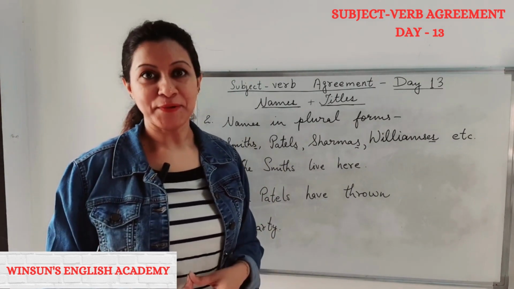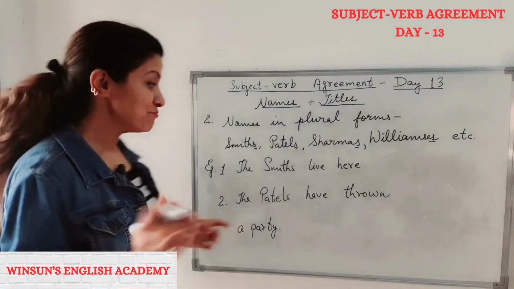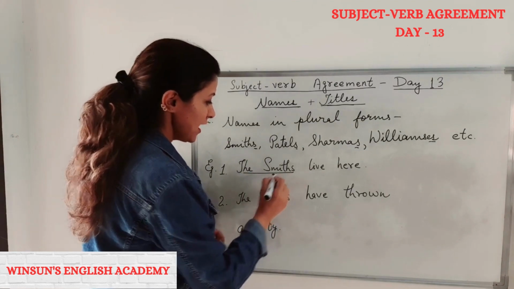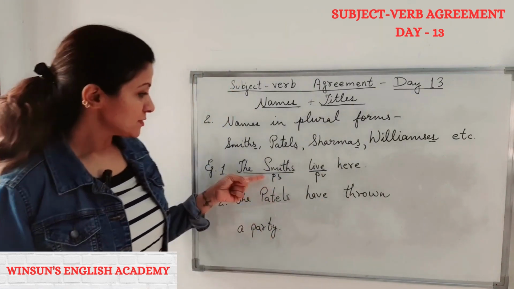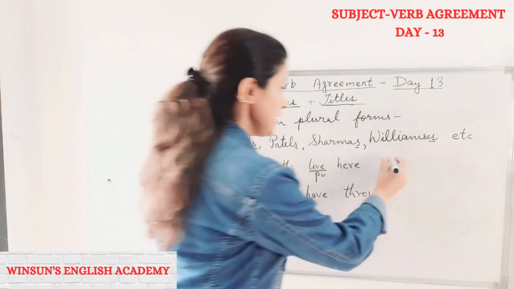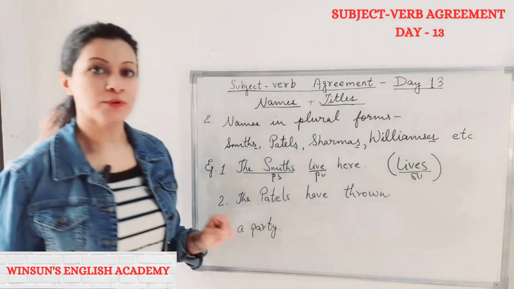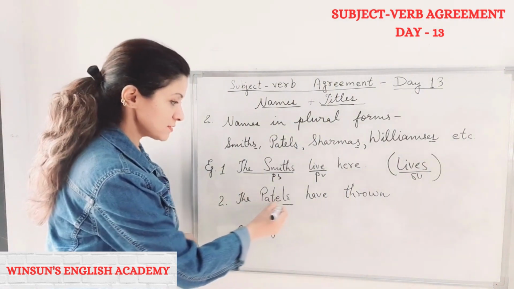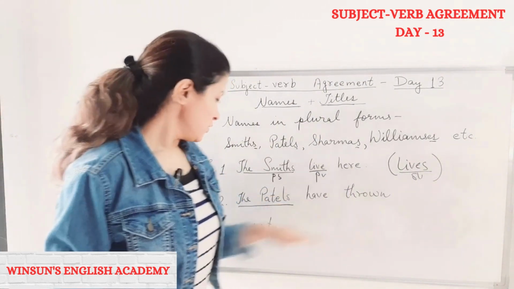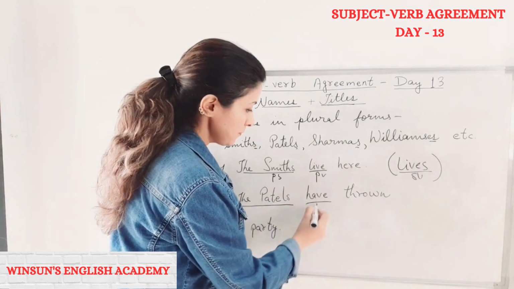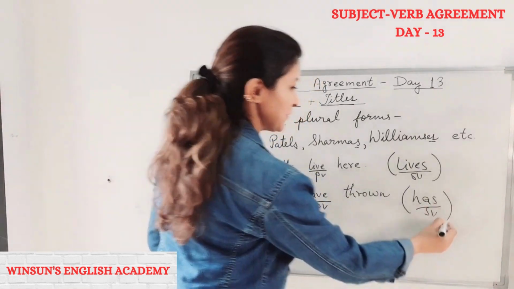Therefore, tell me now, does the subject here become plural or singular? Correct. Plural. And we know plural subjects take a plural verb. So the Smiths live here, not lives. Why? Because when we add an S, it becomes a singular verb, right? Similarly here, the Patels, meaning all the members of the Patel family. So the Patels have thrown a party. Have is the plural verb. We cannot use has because has is the singular verb.